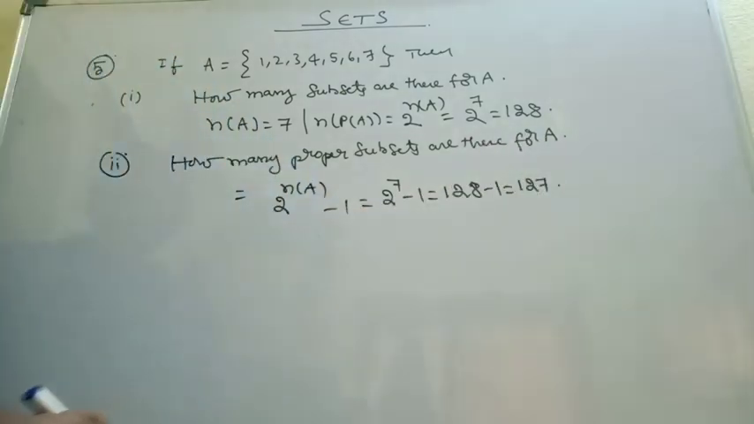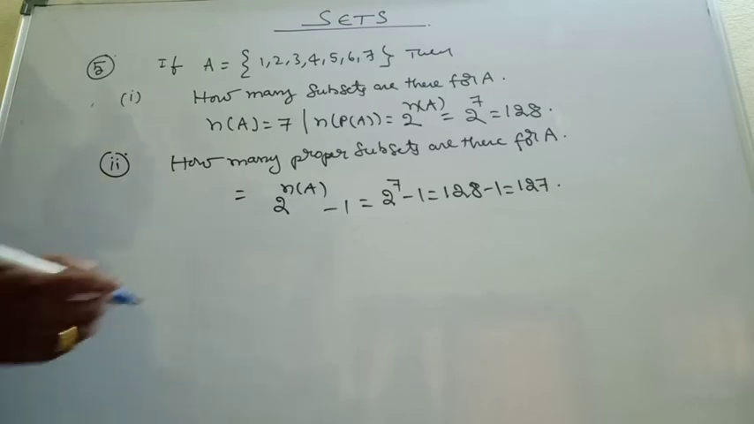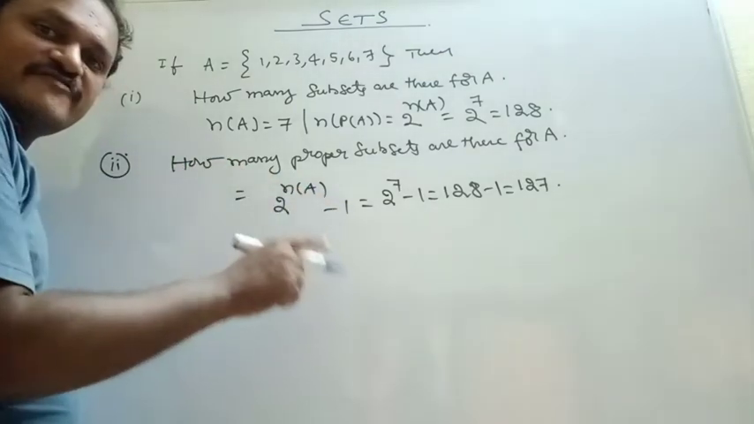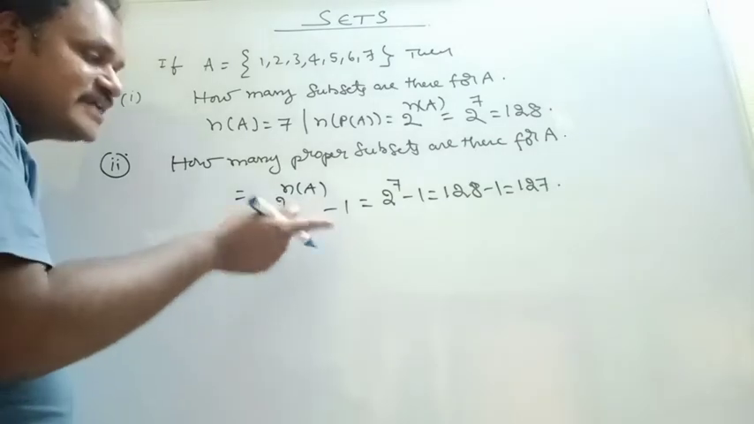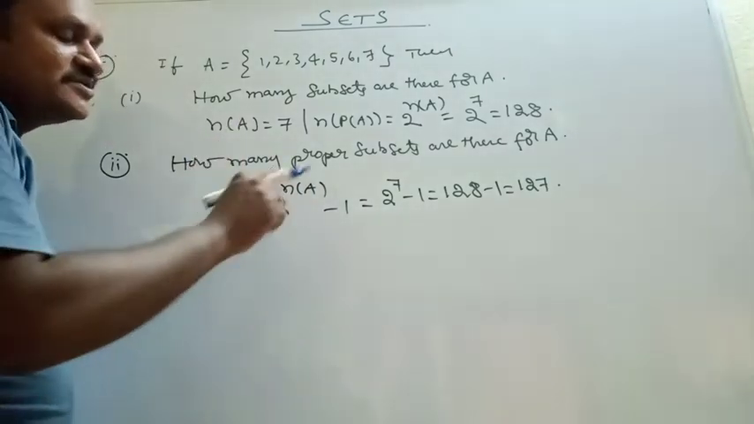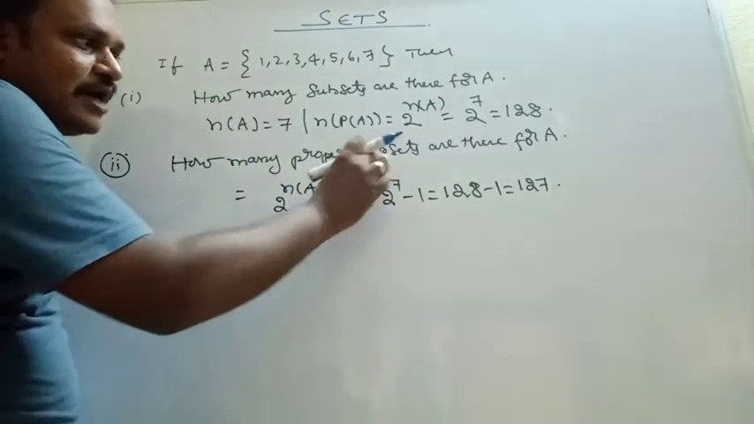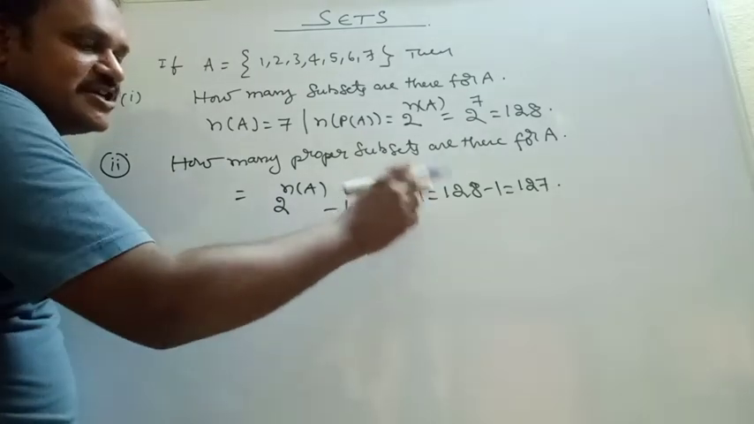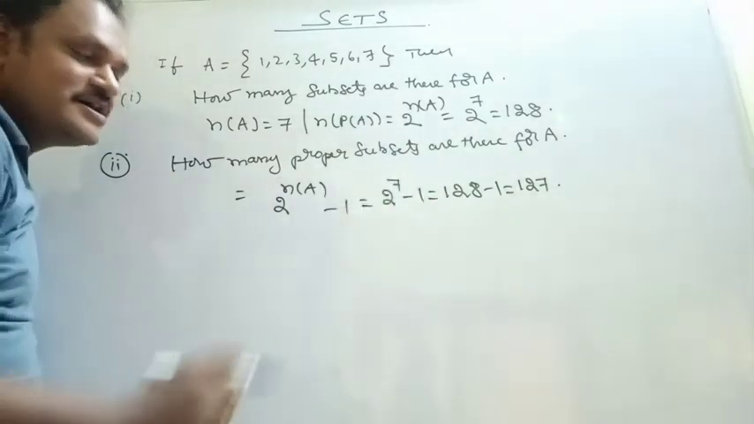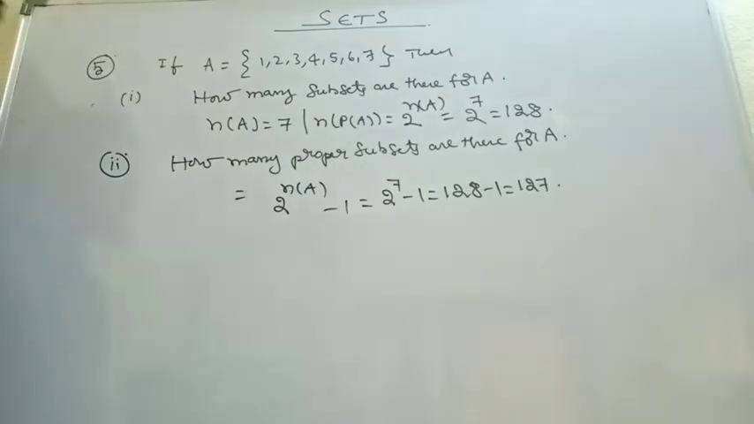The number of proper subsets is equal to 2 power n of A minus 1, because we are going to take out that set itself. That set itself is not a proper subset. That's why we are taking it out. Then we will have 2 power 7 minus 1, that is 128 minus 1, which is equal to 127, right?